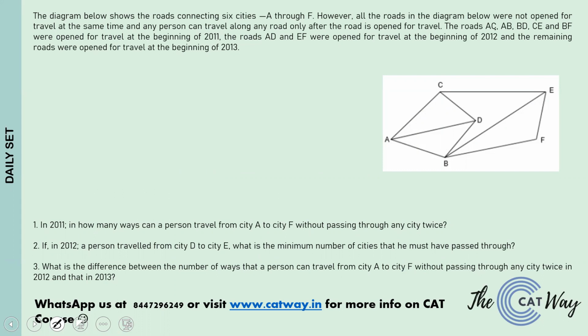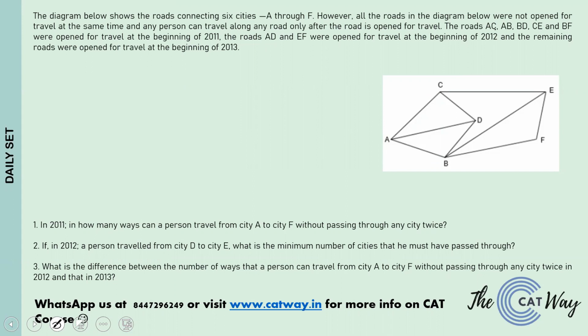Coming to the question, it says the diagram below shows the roads connecting 6 cities A through F. However, all the roads in the diagram were not opened for travel at the same time, and any person can travel along any road only after the road is opened for travel. The roads AC, AB, BD, CE, and BF were opened for travel at the beginning of 2011.